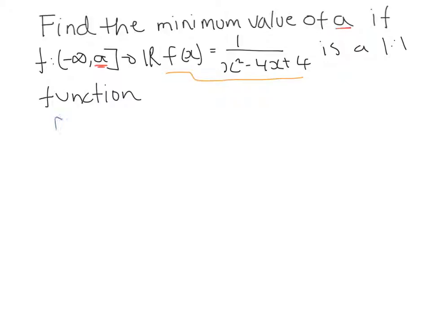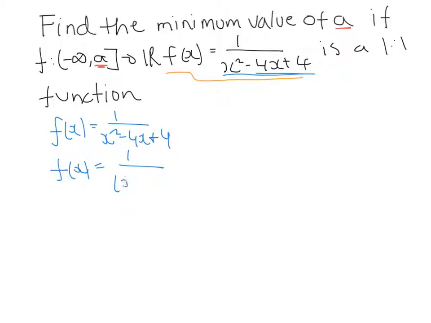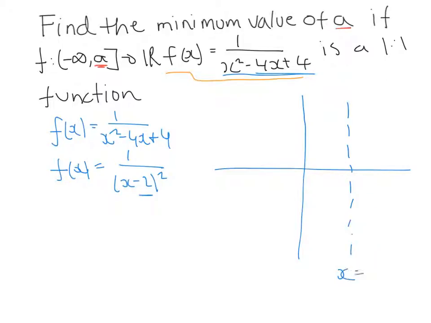So if I said f of x is equal to 1 over x squared minus 4x plus 4. This quadratic trinomial on the bottom can be factorised to be 1 over x minus 2 all squared. It's a perfect square. Now that is a truncus. Now the minus 2 means it's shifted 2 across to the right here. And my truncus will go like this and like this.